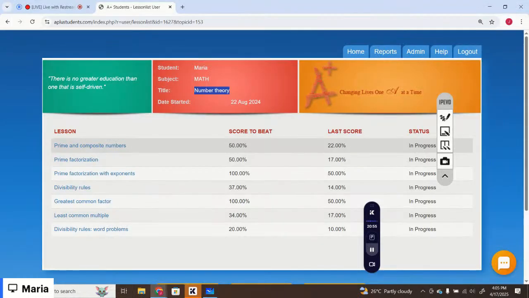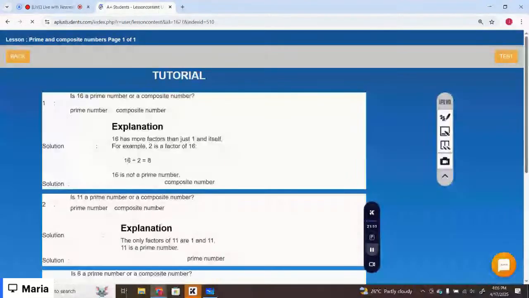Then I'm on grade 5 math. Let's just start with the first lesson, prime and composite numbers. Is 16 a prime number or a composite number? So the first thing we have to do is learn the prime numbers and the composite numbers.